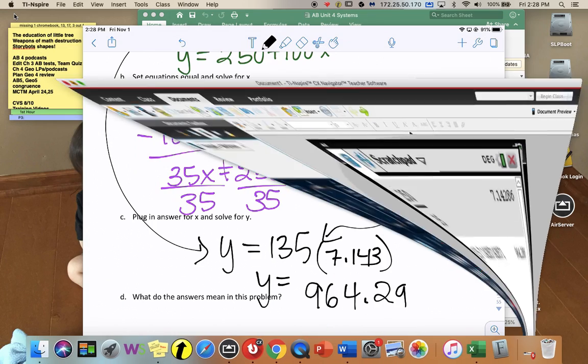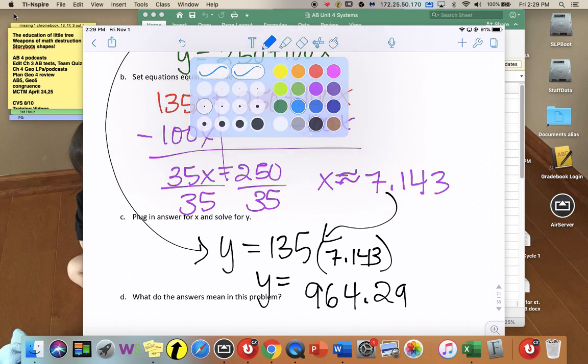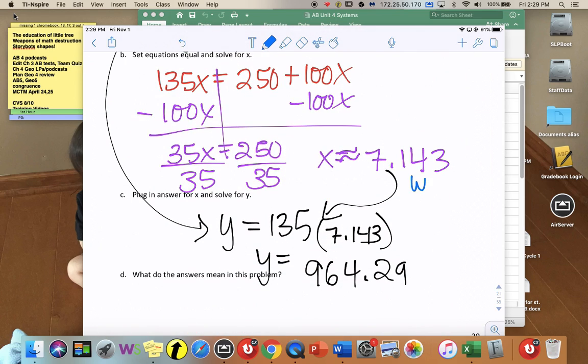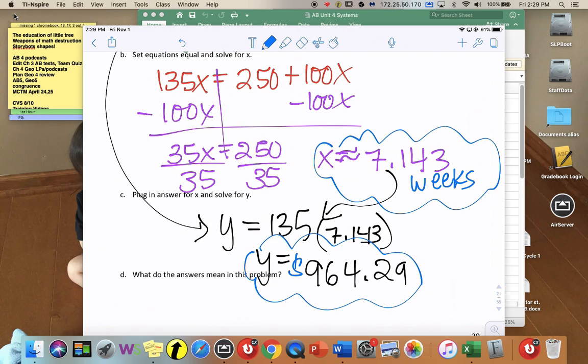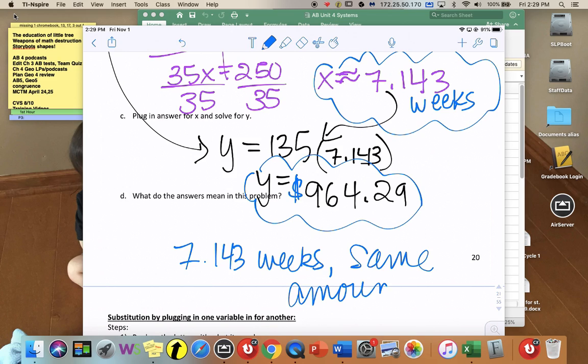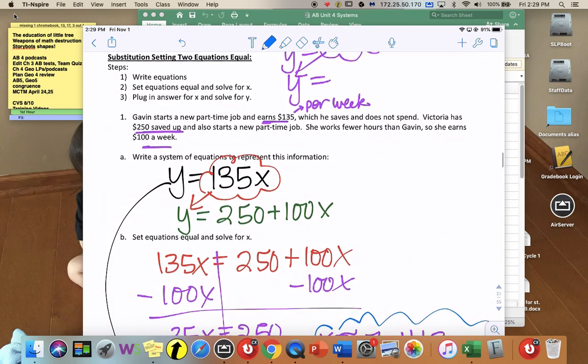Okay, so let's talk about what this means. If you recall, x is the number of weeks. So after 7.143 weeks, okay, so after about 7 weeks, they have the same amount saved up, and that amount would be $964.29. So again, after 7.143 weeks, they have the same amount of money, which is $964.29. All right, so that's substitution when they're both y equals, and you can set them equal and solve.